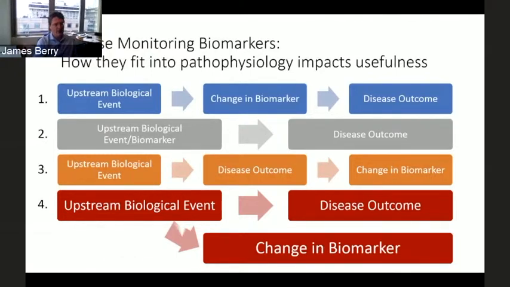And the thing that we really want to avoid is an upstream biological event, a cascade of events that lead to disease, and a change in biomarker that's completely unrelated. That would be an example of really a confounder, not a biomarker. But we have to be careful about that.